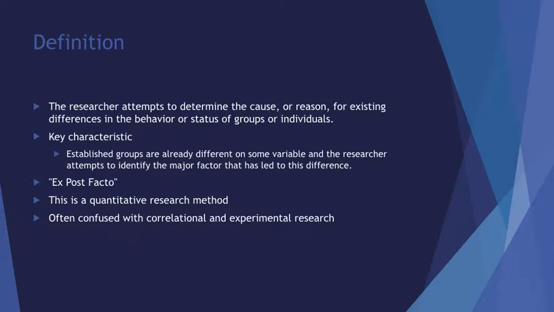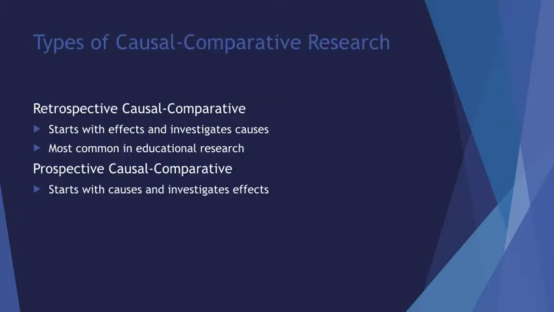Causal comparative research is also a quantitative research method, and beginning researchers often confuse causal comparative research with both correlational and experimental research. There are two basic approaches in causal comparative research: retrospective and prospective. In retrospective, the researcher starts with the effects and then investigates the causes. This is most commonly found in educational research. The prospective causal comparative starts with the causes and then investigates the effects.